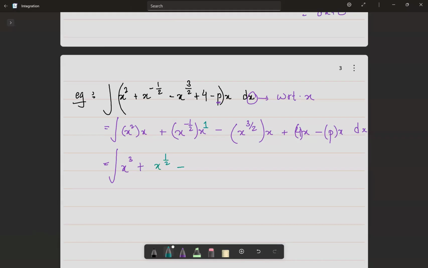Then, in the same way, we have x to the power of 1 in here. So we have x to the power 3 by 2 multiplied with x to the power of 1, which means the powers will get added up. So we will have x to the power 3 by 2 plus 1, which is 5 by 2. Then 4 into x is 4x, minus p into x is px, and we have a dx in here.